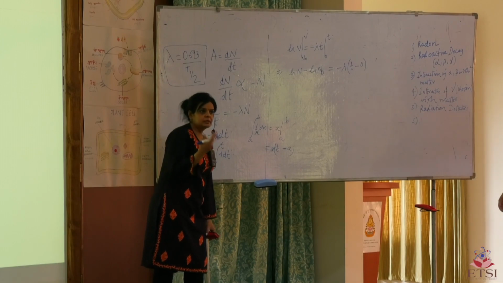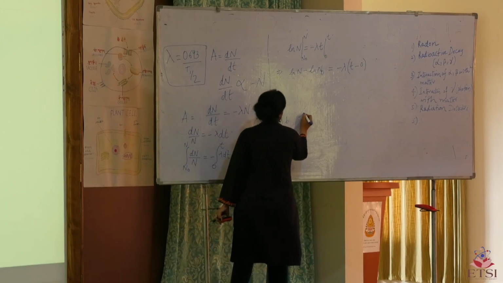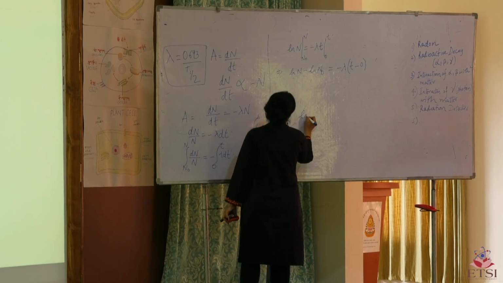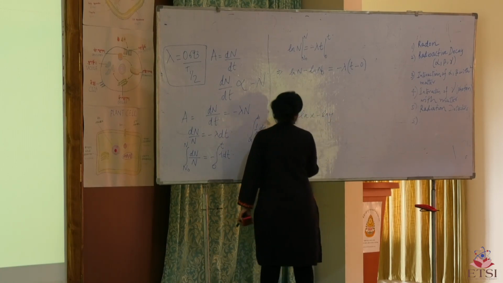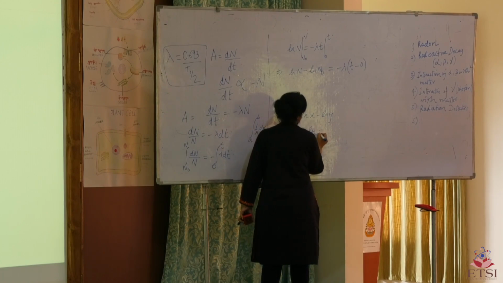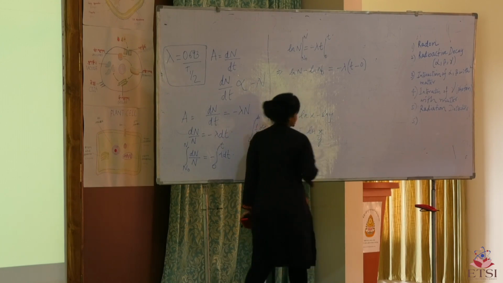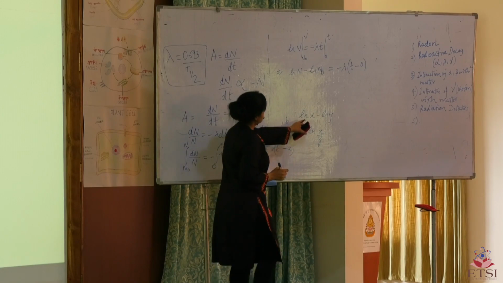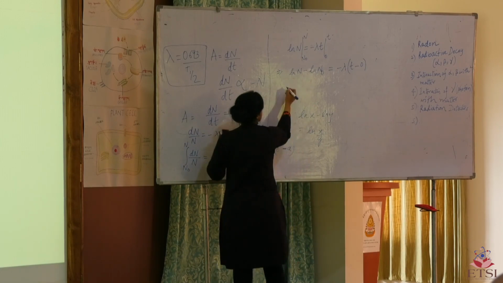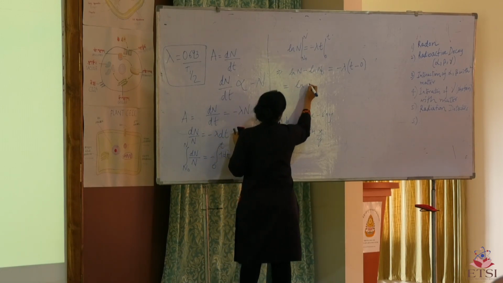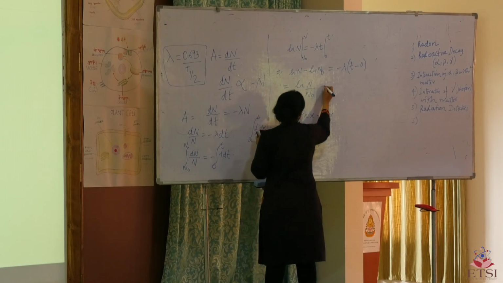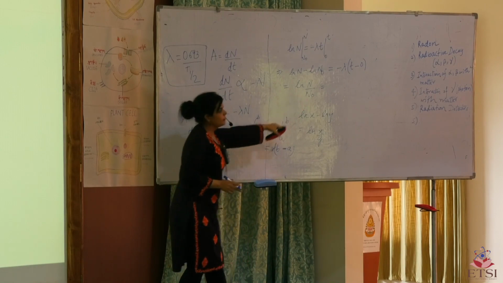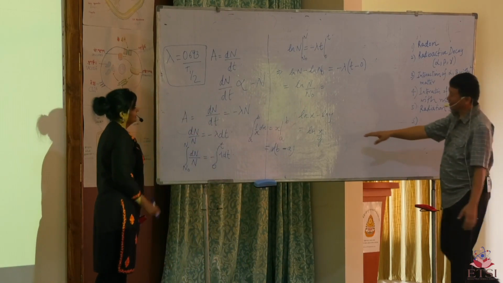Now in math there is another formula. When you have log x minus, let's say, log y, it will be log x divided by y. This is the formula. So this is similar to this. So I can write log n over n naught, right?